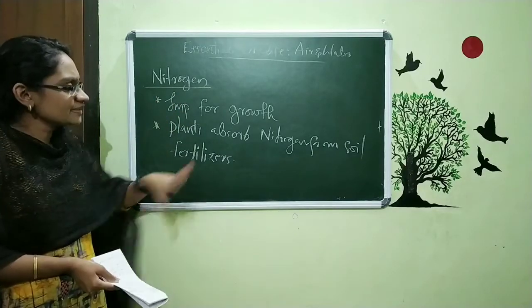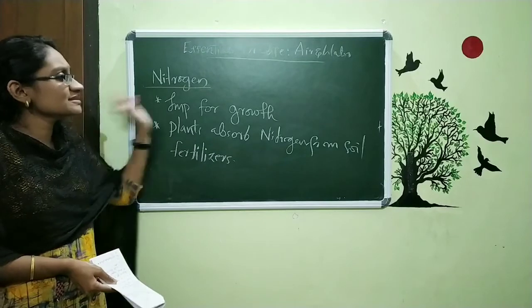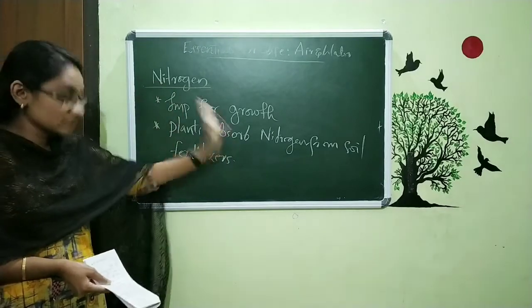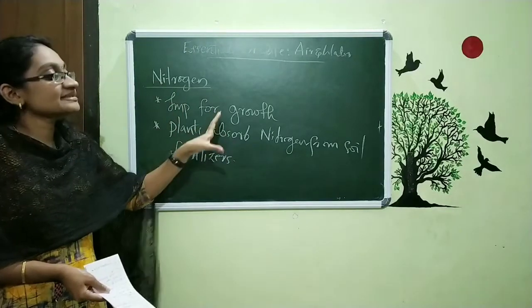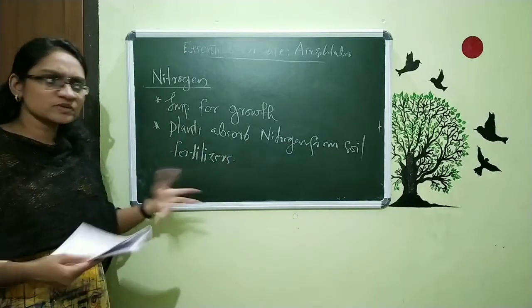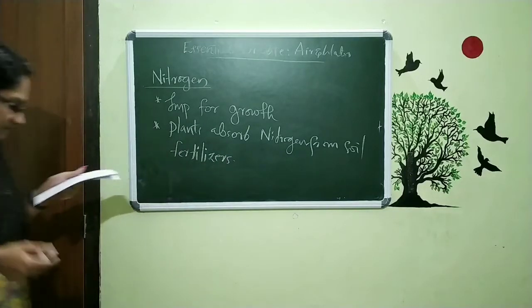So for all types of living organisms, nitrogen is important for growth, and we can say we are actually getting it through the plants. So that's the thing.